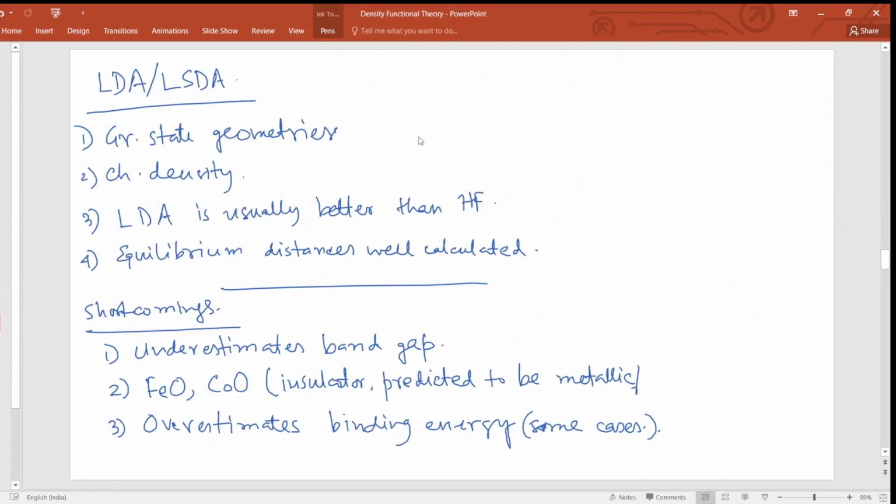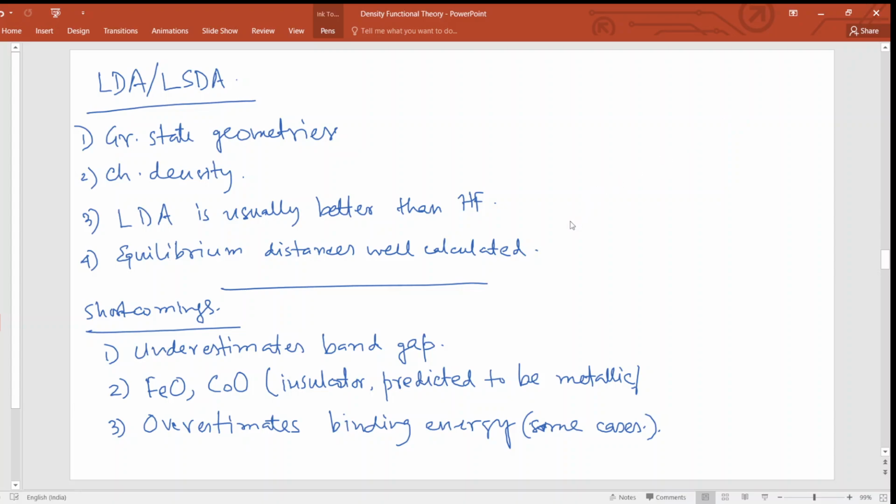What are the good and bad things about LDA or LSDA? It can predict the ground state geometry. It can give us the charge density. Charge density means that, say you have a lattice with certain atoms and electrons located around them, what is the distribution of this electronic cloud, or the effective charge distribution around different atoms. That can be mapped from this, and it is correctly predicted by LDA. It is usually better than Hartree-Fock, and equilibrium distances are well calculated.